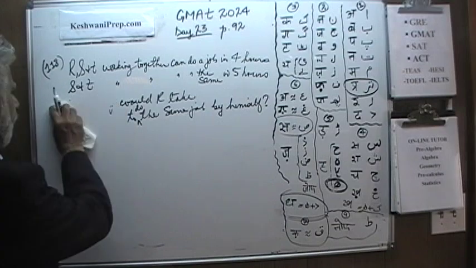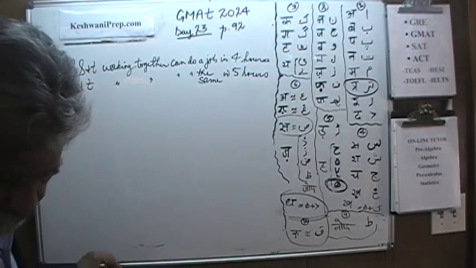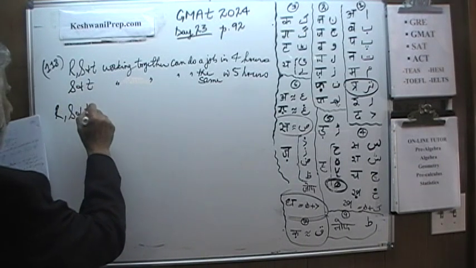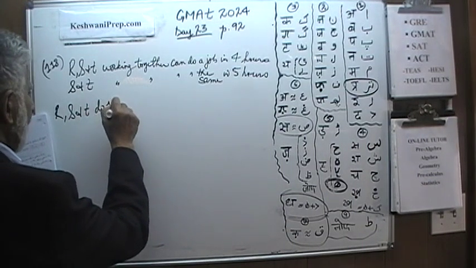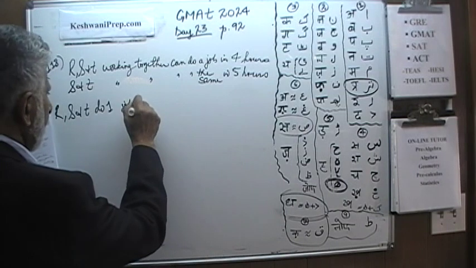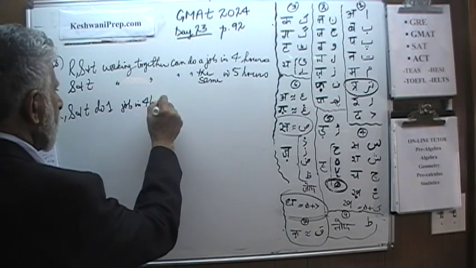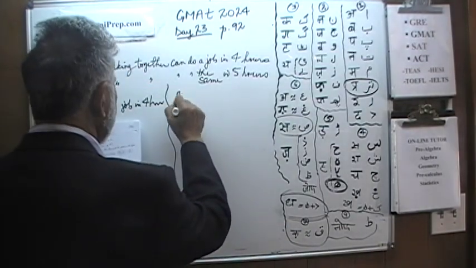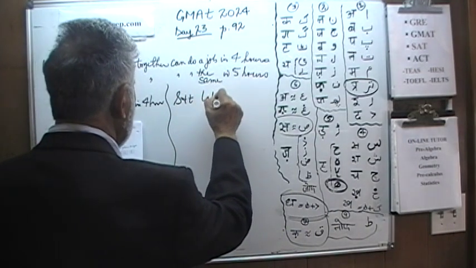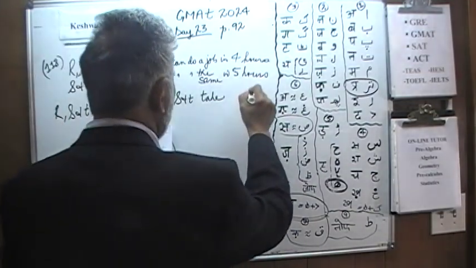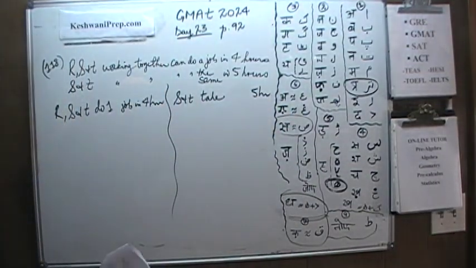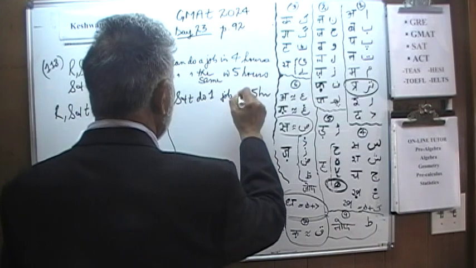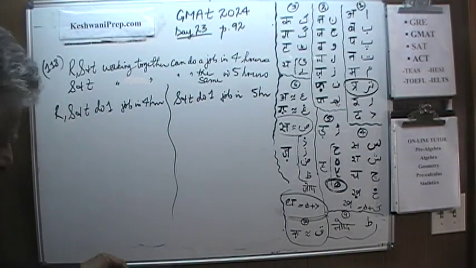Well, let's see what we can do. We know that R, S, and T do one job in 4 hours. We also know that S and T take 5 hours to do one job. S and T do one job in 5 hours. So far so good? Let's see what we can do.